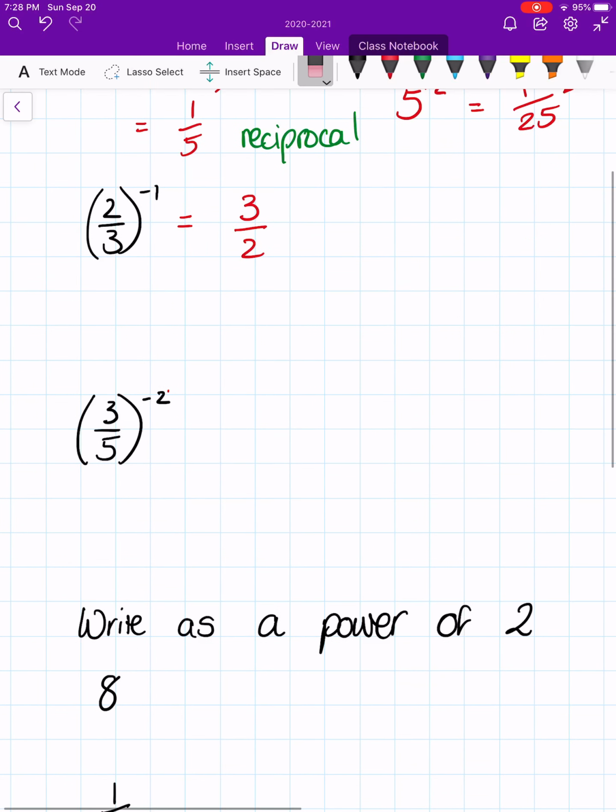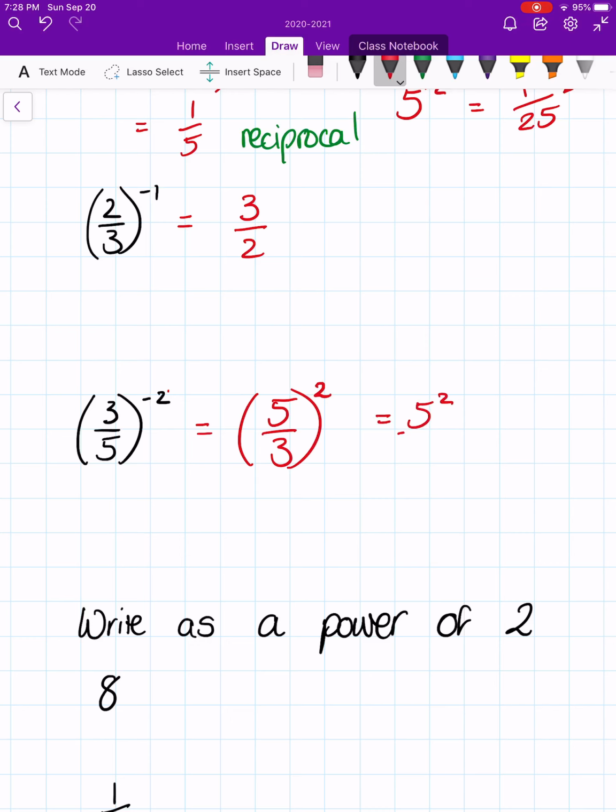If we have a different value other than -1, my advice is deal with the negative part first. So flip the numbers in the fraction around and then deal with the rest of the index. So then this is 5 squared over 3 squared, which is 25/9. That square affects both values in that bracket.